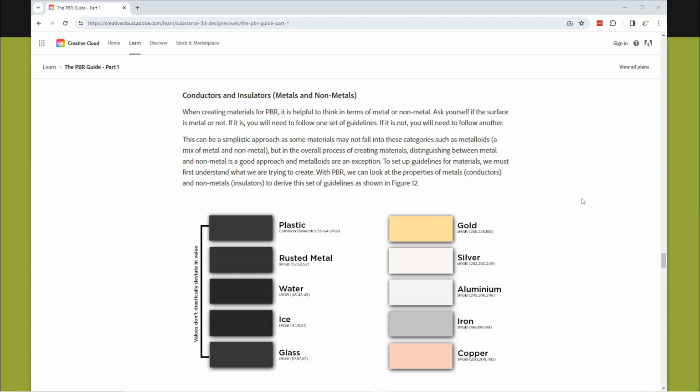And with PBR, we can look at the properties of metals or conductors and non-metals, insulators, to derive this set of guidelines shown here. So plastic, rusted metal, water, ice, glass have RGB values somewhere around the 50 to 60 range or less, while gold will have a color value of something higher, above 230. Iron is down to the 190s, something like that, for these RGB values.